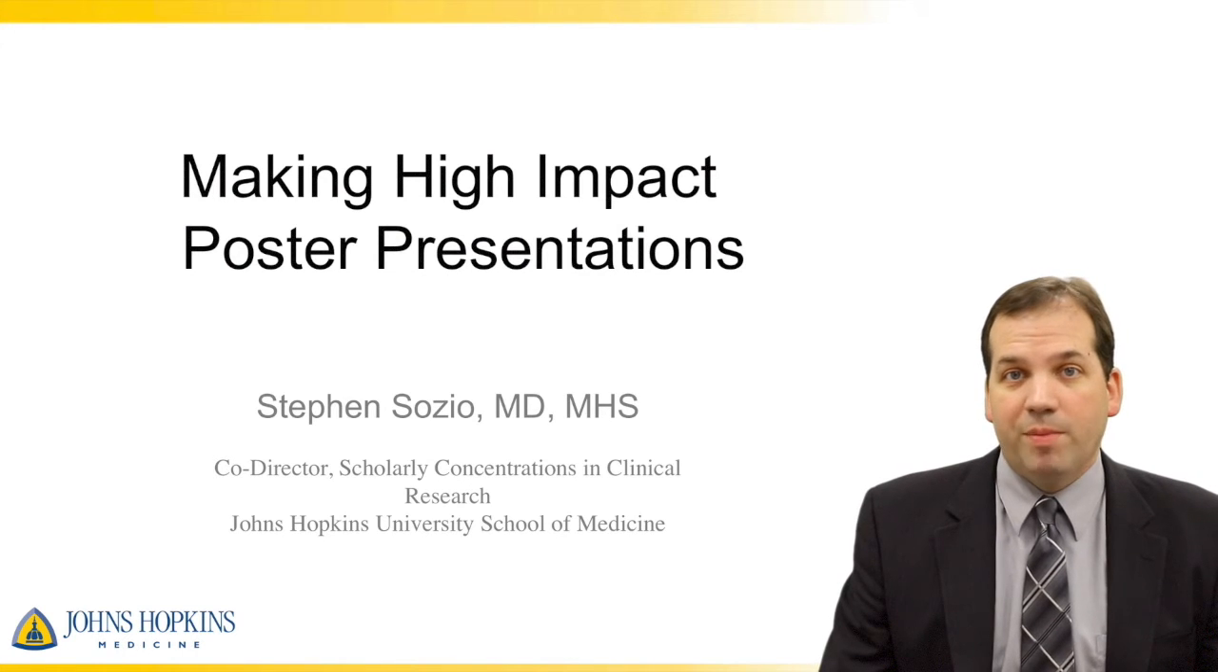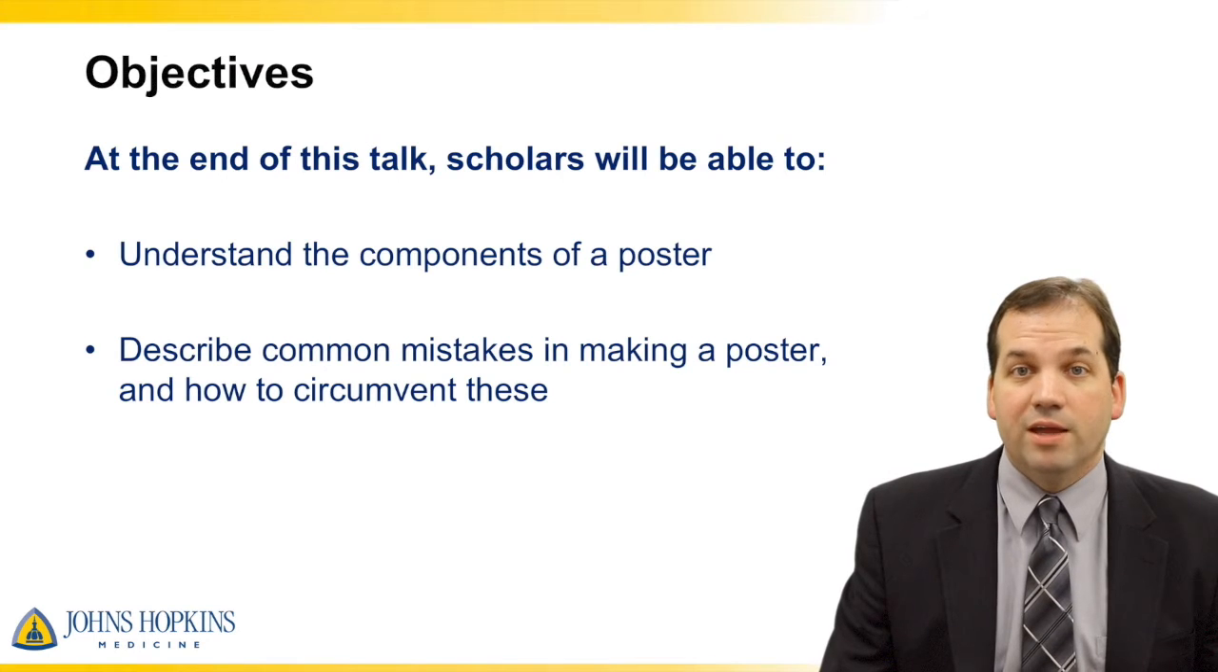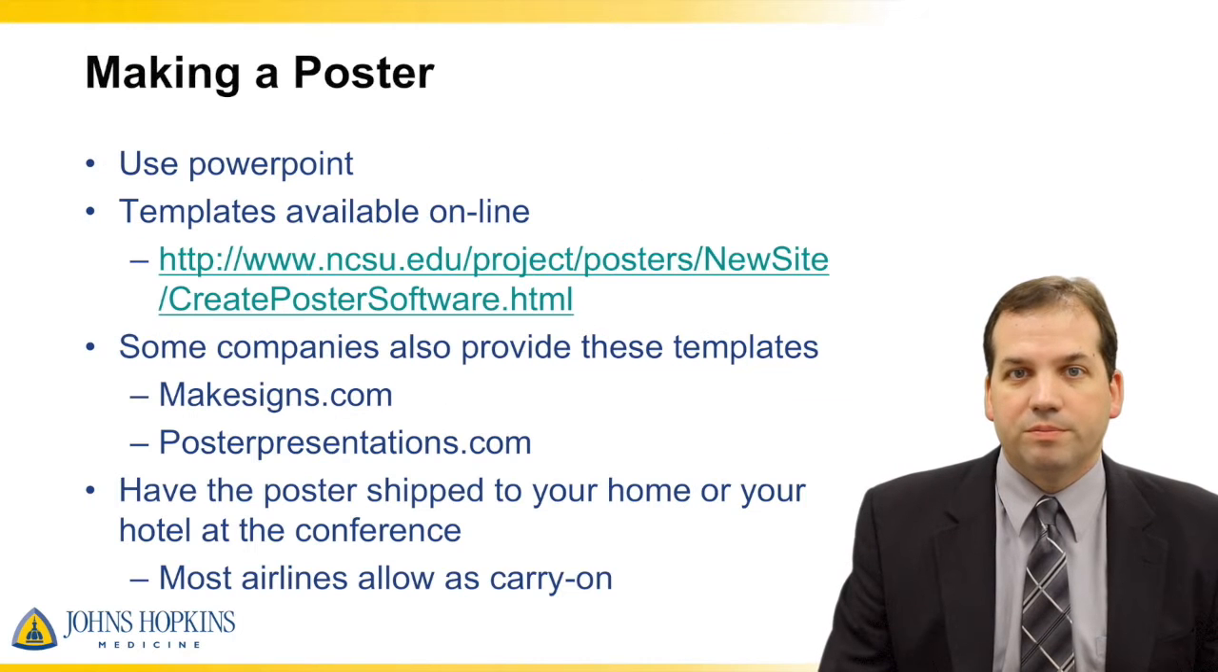And we talked last time about how to prepare an abstract. Now we're taking it to the next level of how to make a high impact poster presentation. And so at the end of this talk, we'll understand the components of a poster, and we'll also describe common mistakes in making a poster and how to circumvent these. So the goal after this is that you can start to make your own poster to again make it high impact and make it worthy of your work.